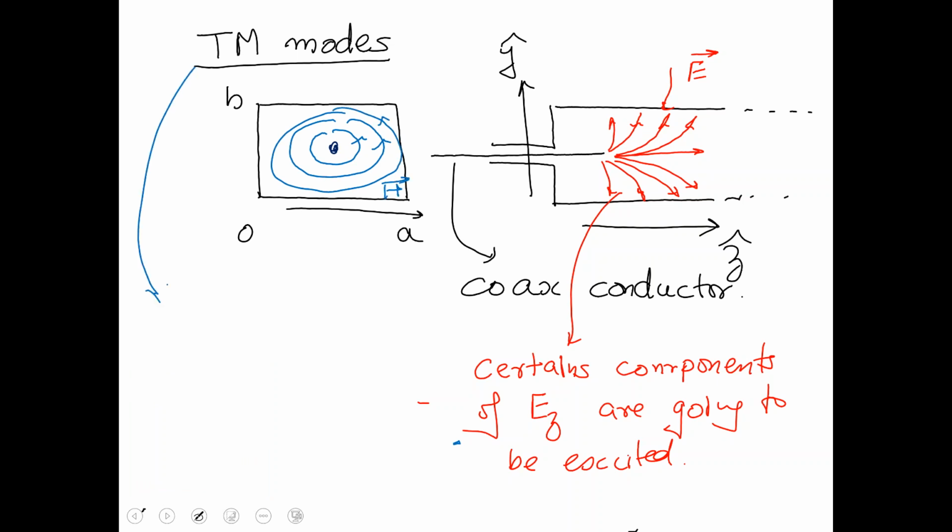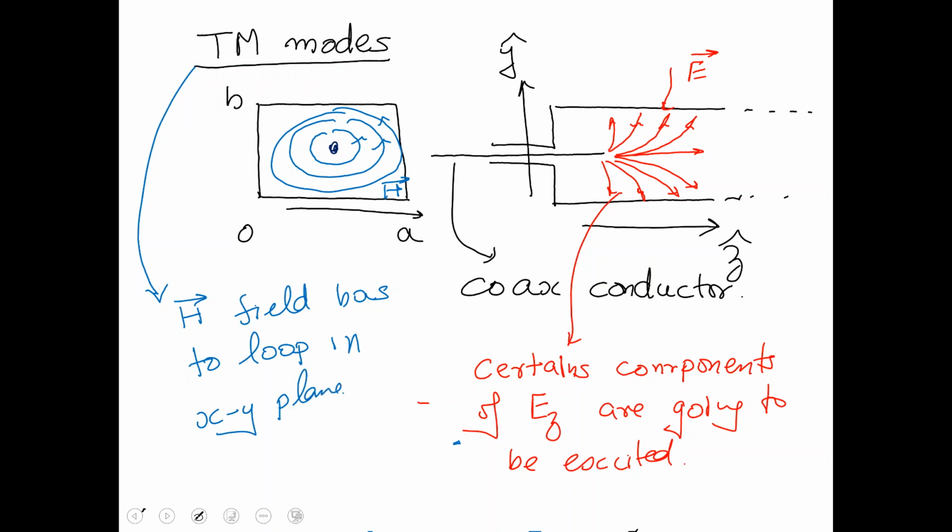And again, remember in TM modes, H field loops. There is no H field in the Z direction, so H field has to loop in XY plane. This field has to loop in XY plane to satisfy Maxwell's equations or Ampere's law.